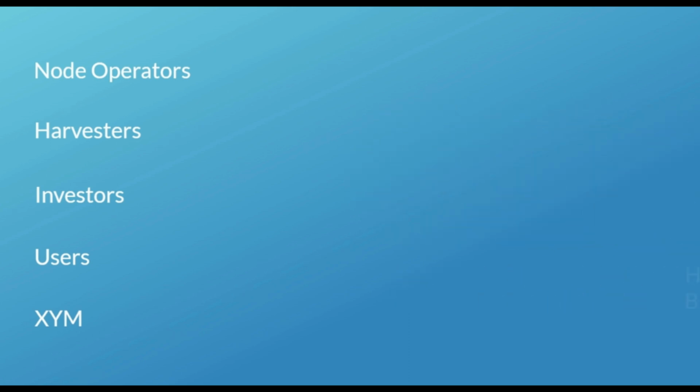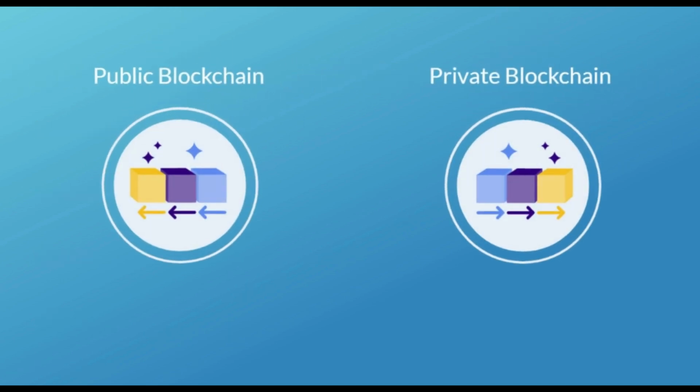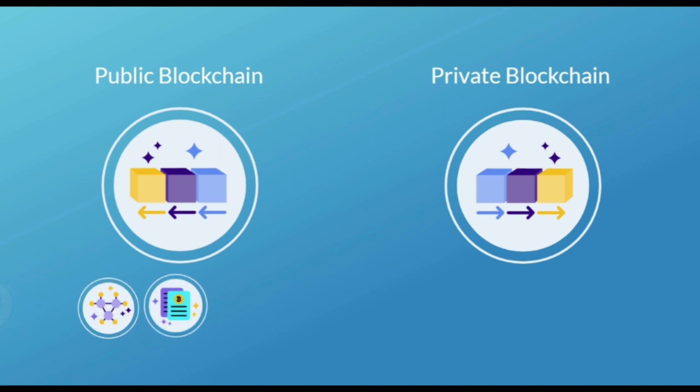For instance, public chains are truly decentralized, completely transparent and have higher security, while private chains have faster transactions and help organizations keep their information for authorized parties only.